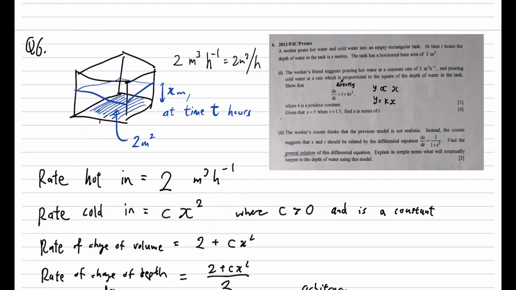Now you want to find the total rate of change of the volume. Take note, the units here is meter cube, so it's volume, rate of change of volume. It will just be 2 plus Cx squared. Agree? Just plus only. Hot water go in, cold water go in, so that's why you just plus. But here, the actual question is asking you to find dx by dt, which is the rate of change of what?